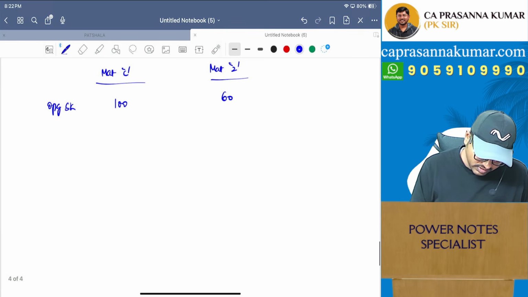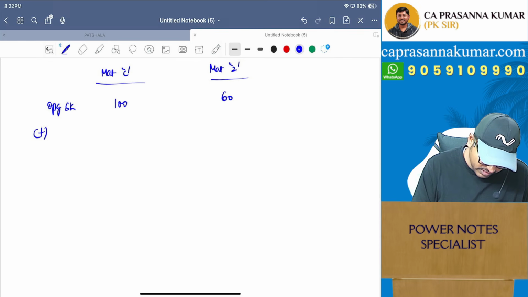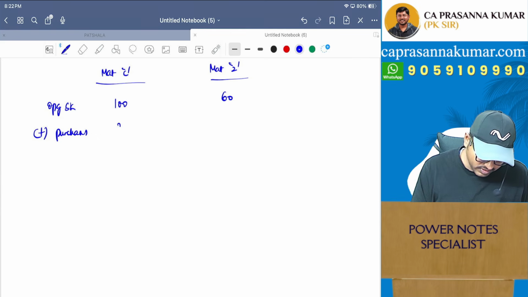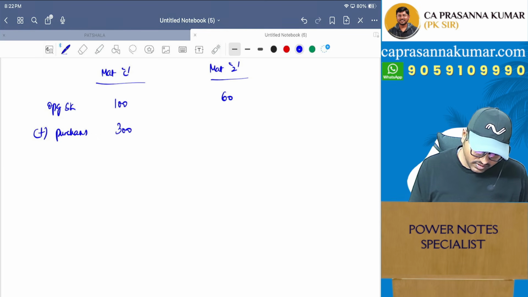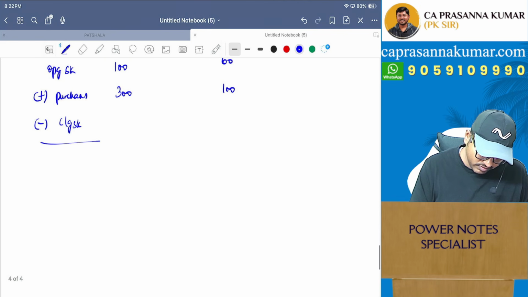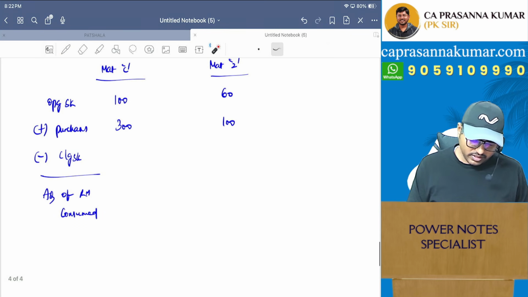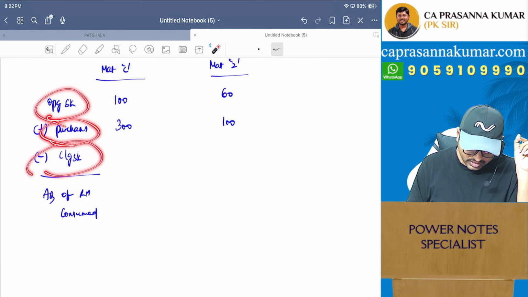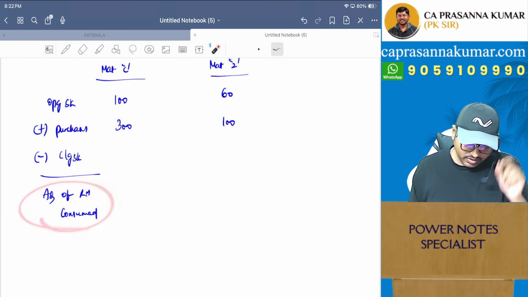So opening stock is given. For that we'll be adding what? Purchases. Sir, how much is purchase? Very simple. 300, right? For material Z, the purchase is 100. If you reduce closing stock, automatically it will give you actual quantity of raw metal consumed, which is nothing but AQ. Are you getting my point? Opening stock plus purchase minus closing stock will give you actual quantity of raw metal consumed.